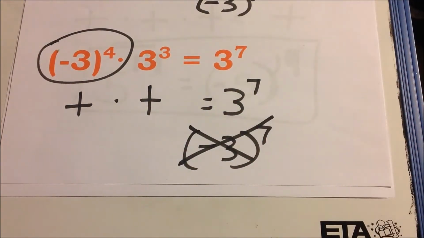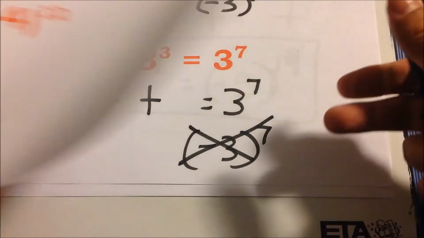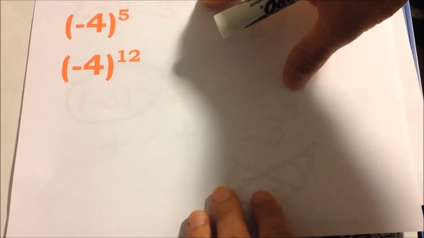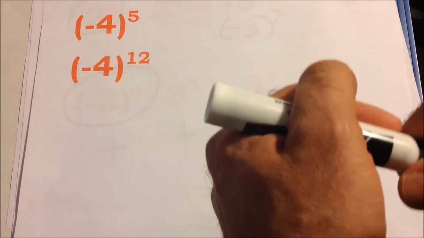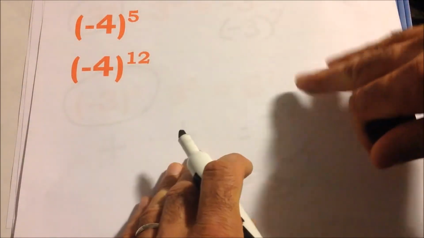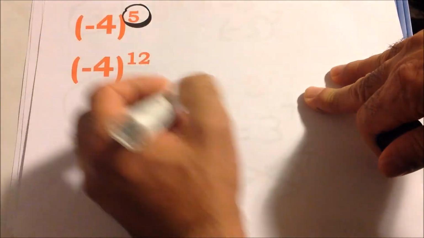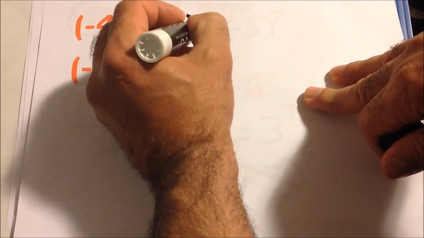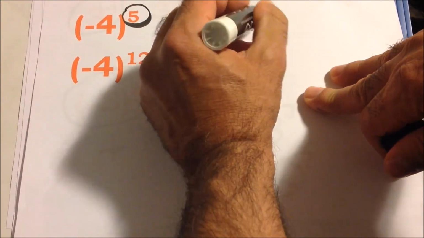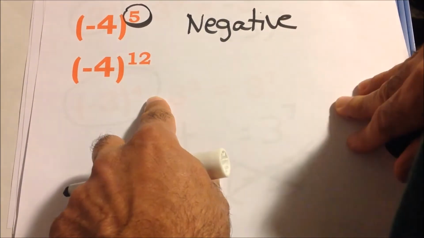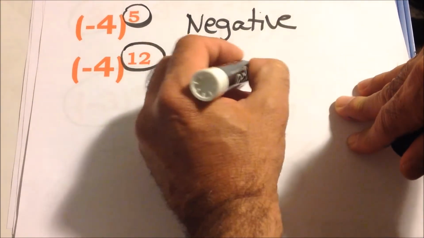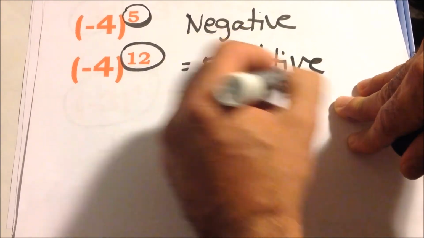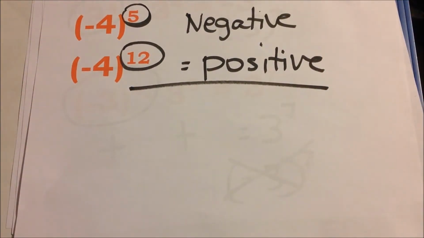Okay? So let's make sure we understand which ones to use. Negative 4 to the 5th power, is that positive or negative? It's in parentheses. Will the answer be negative? Of course, the answer will be negative because look at the exponent. It's odd, so this answer will be negative. What about this answer? Even exponent. The answer will be positive. So look for the exponents.